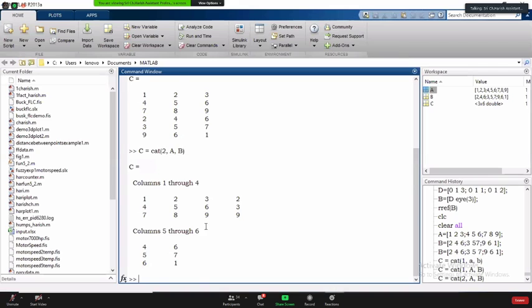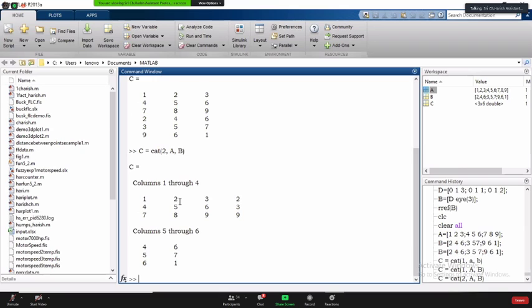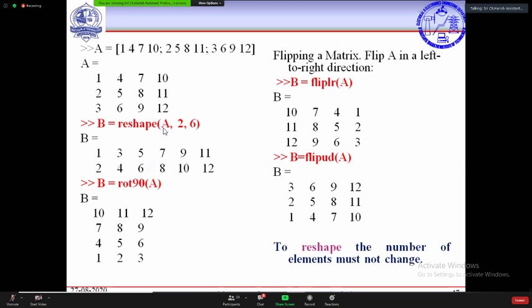Okay. Let us have this one example only. C equal to what? How many elements are there? How many rows are there? How many columns are there? 3 rows, 6 columns. 18 elements are there. Now I want to reshape. What is the command I am going to use for reshape? Tell me now.